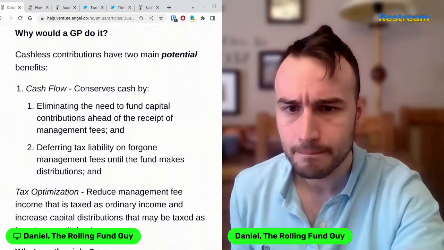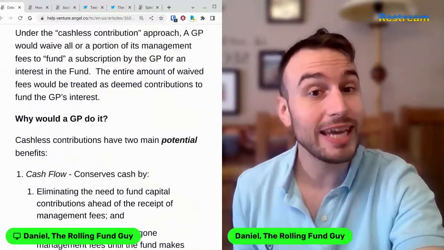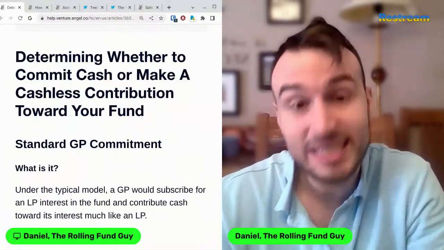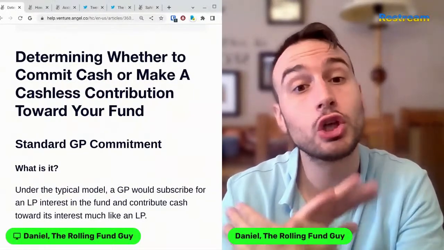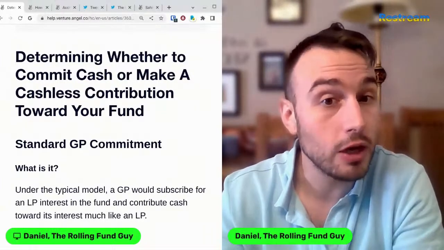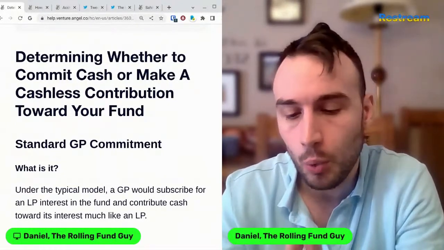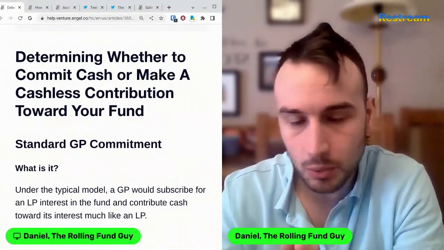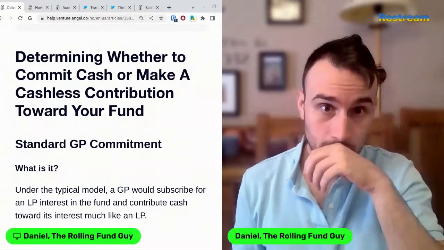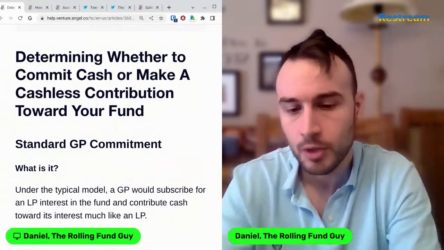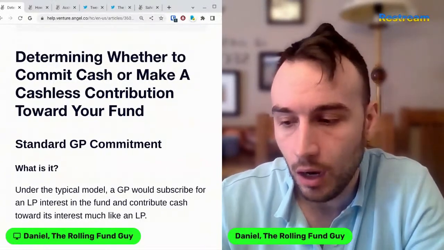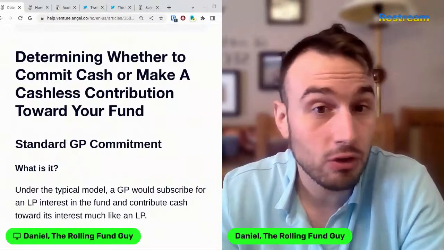But I do think that it's very interesting that AngelList has set up an opportunity where GPs can stay in the fund, have their money in the fund, show LPs that they have money in the fund every quarter without risking money up front. Traditionally, when you're raising a venture fund, whatever the GP's interest is going to be will have to be contributed up front. You're going to be down that money until the fund returns it years later. Whereas with this cashless commitment structure available to rolling funds, a GP can start a fund with zero money at all.